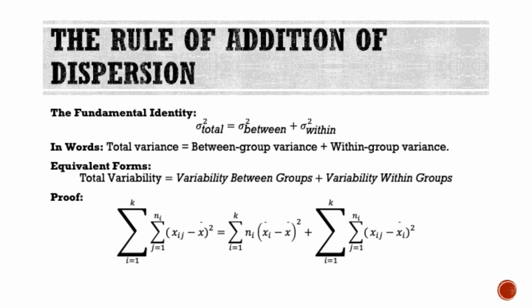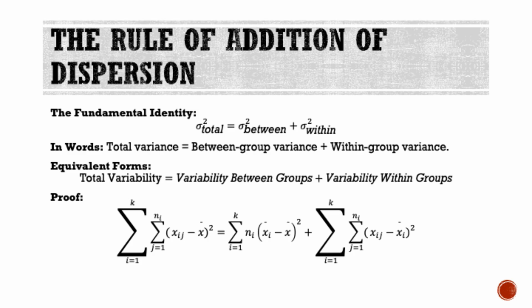Now let's look at the fundamental identity of the rule of addition of dispersion. It states that total variance equals between group variance plus within group variance. In words, total variability equals variability between groups plus variability within groups. This identity is the foundation of analysis of variance.